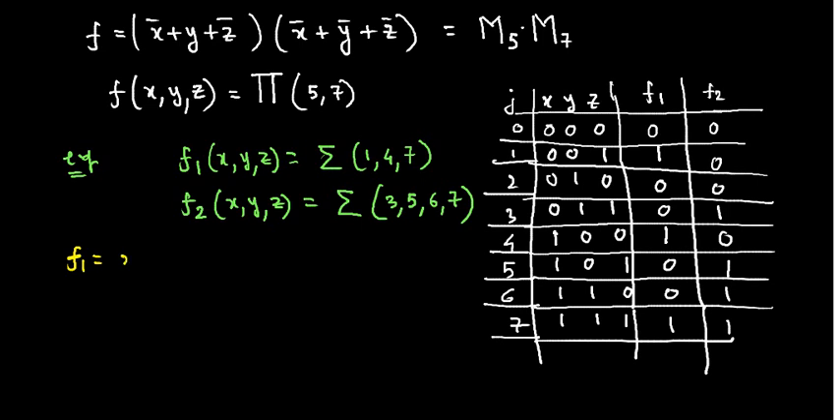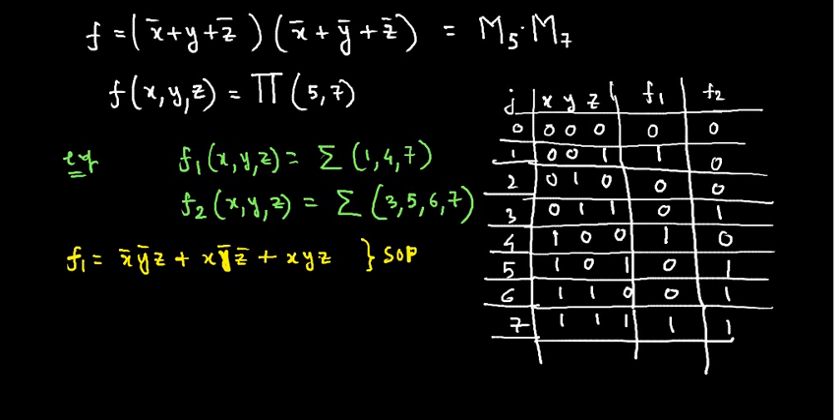Yeah, x bar, y bar, z, or you tell me x, y bar, z bar, or yeah, x, y, z. What I said, this is in what form? Sum of products. Okay, SOP form. Like I said that any expression can be formed. The same expression can be expressed as product of sum also.